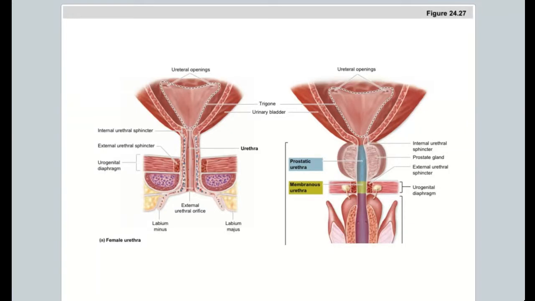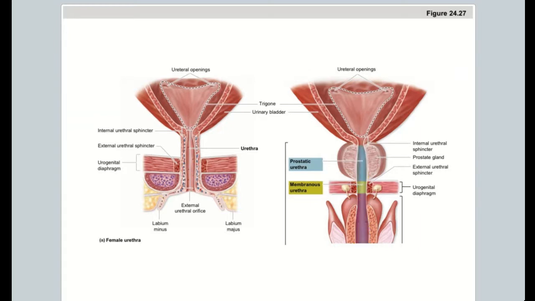And in males, the urethra is longer, and it actually has different parts. So first part of urethra in the males is going to go through the prostate gland, and that's called the prostatic urethra. That's right here. The part of the urethra that goes through the urogenital diaphragm, that's called a membranous urethra. Okay, we don't call it membranous urethra in females. And then the rest of the urethra that's going to go through the length of the penis, that's called spongy urethra, or sometimes you might see it referred to as penile urethra as well.